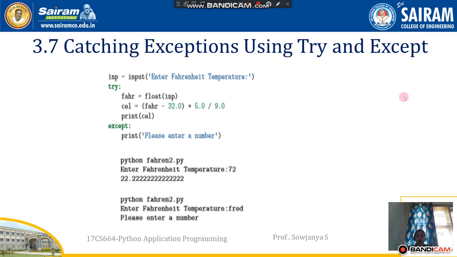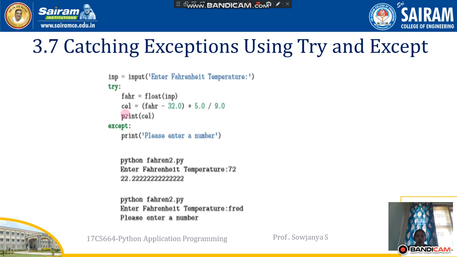For example, say you want to get the temperature in Fahrenheit. You should ask the user to enter the Fahrenheit temperature. So inp is equal to input of enter Fahrenheit temperature. Then you try with a block of statements: Fahrenheit is equal to float of the input. It converts the input to a floating point number, so if the input is an integer, it can be converted to a floating point number.